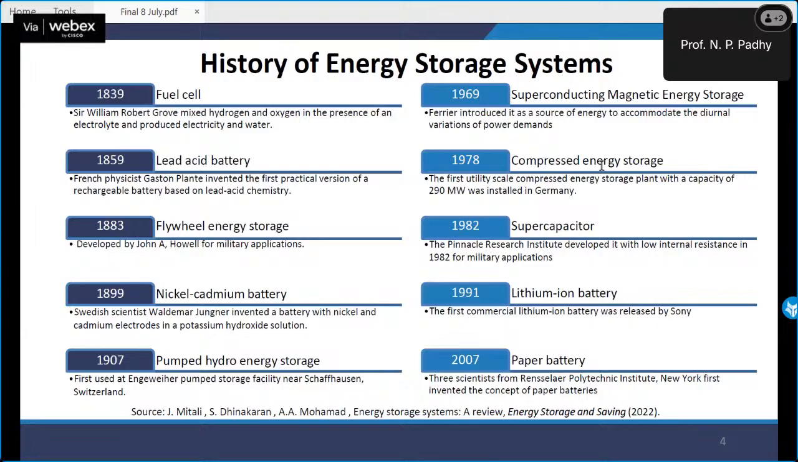Then the third one, flywheel energy storage, discovered in 1883, was due to a military application by John A. Howell, and that is perhaps a specific application. It is not too popular, but certainly it's a storage technology of importance today. Then slowly the chemistry moved to the nickel cadmium battery, 1899. Then we moved to pumped hydro storage in 1907.